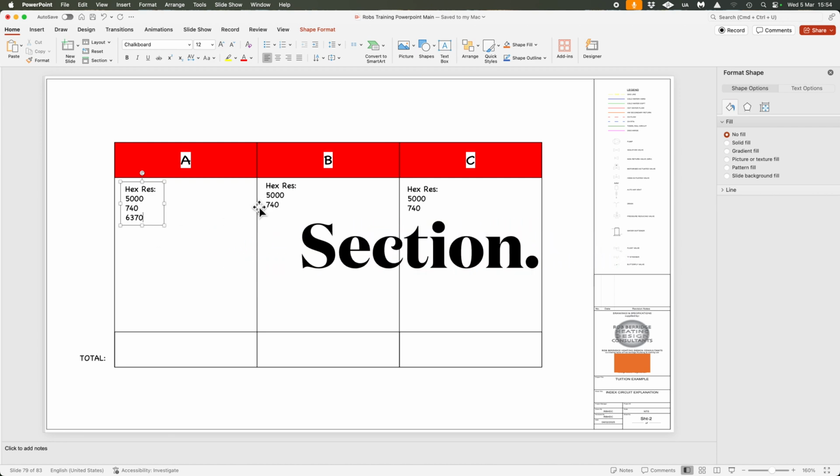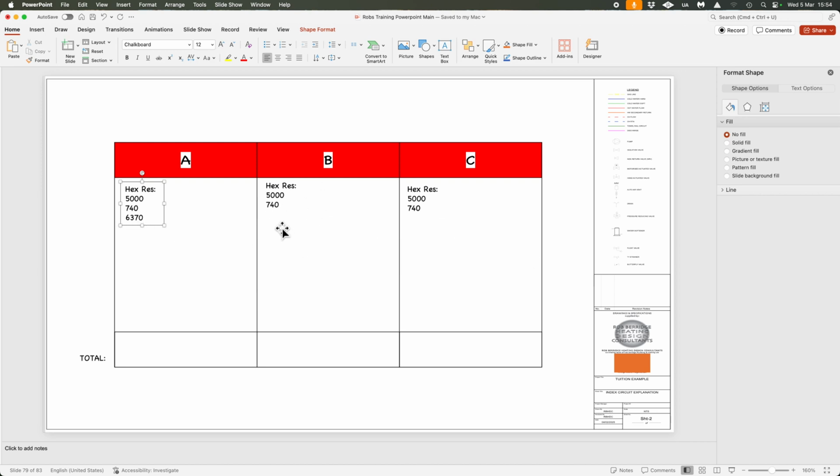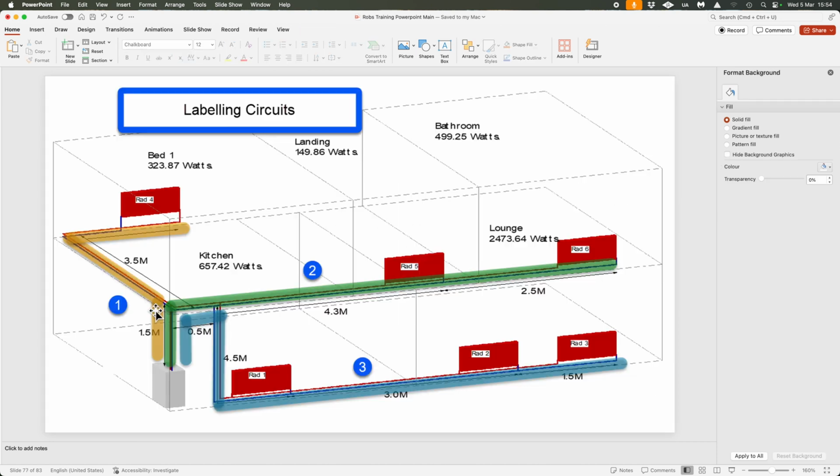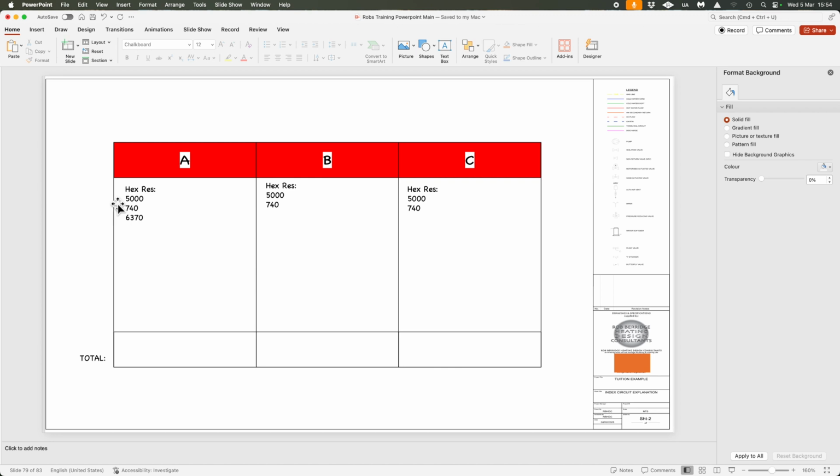Now, we don't need to put this 6,370 on circuit B or circuit C, because we know on this section here that is that one circuit there complete, and it's got the 2 sections, 1 section there, 2 sections there. And as you can see, what we've done is 1 section there and 2 sections there. So this now is circuit A.